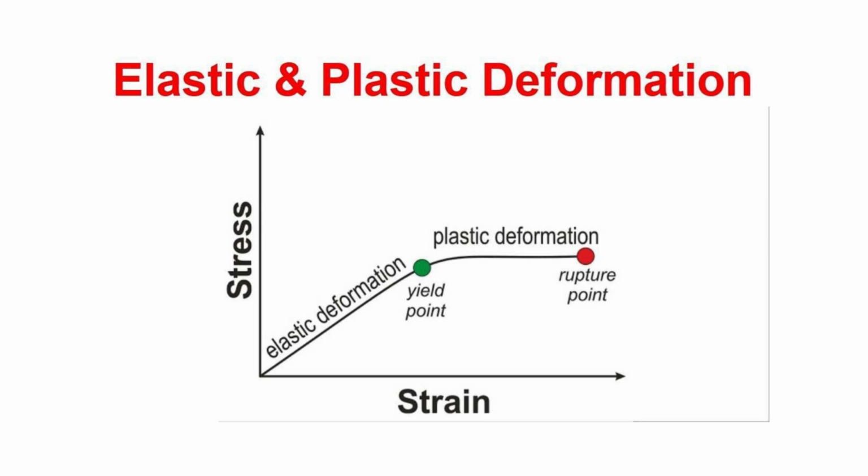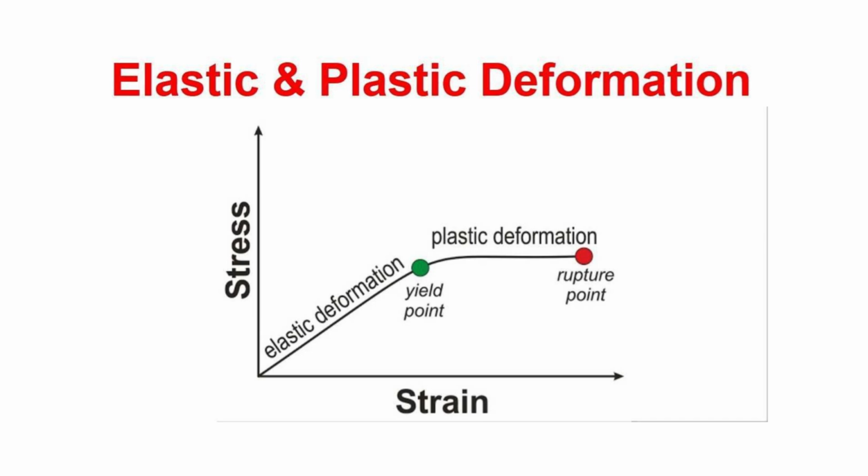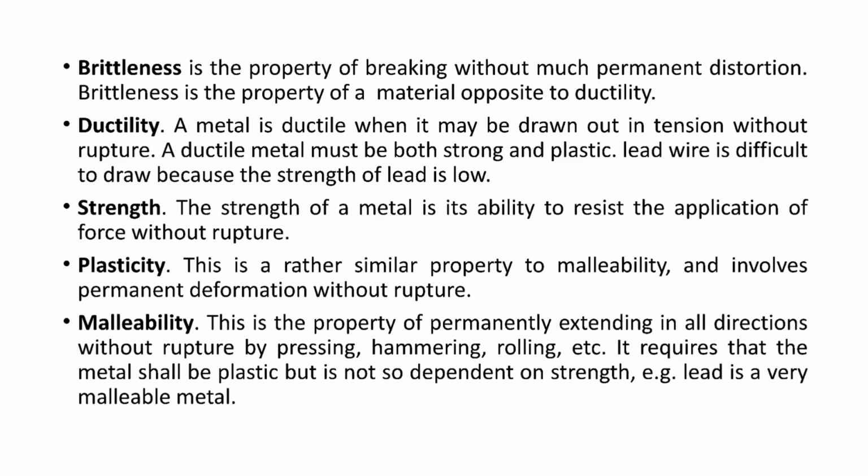So on the graph, you see the line curving and continuing upwards even after the stress is released, indicating this permanent change. Let's now define some of these properties more precisely. Brittleness is the property of breaking without much permanent distortion. In other words, a brittle material just snaps instead of bending. It's the complete opposite of ductility.